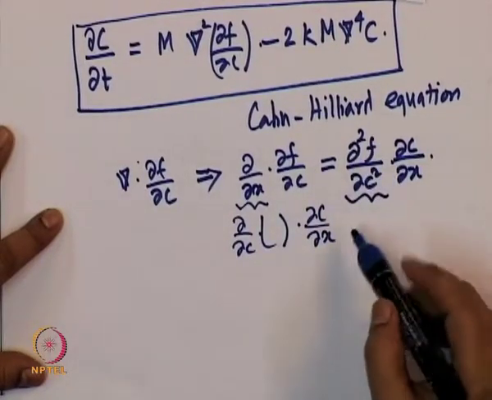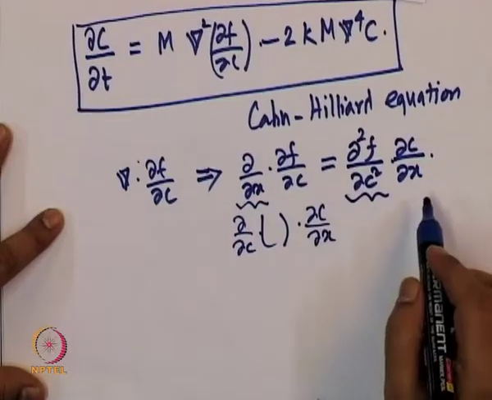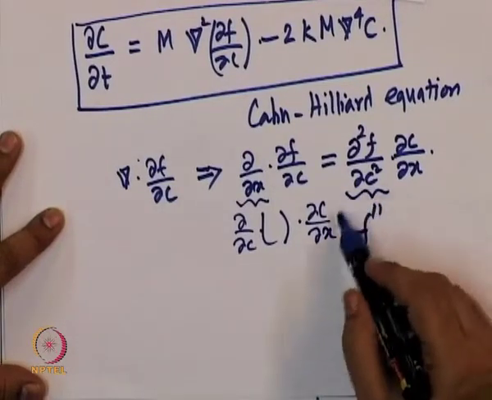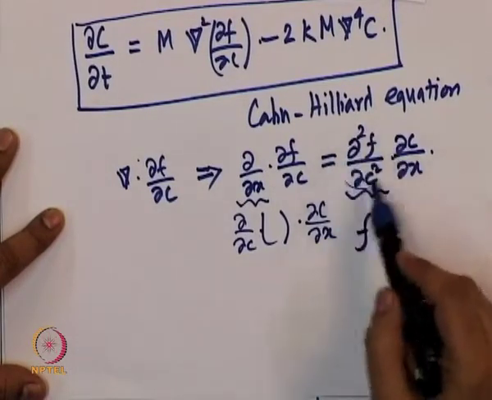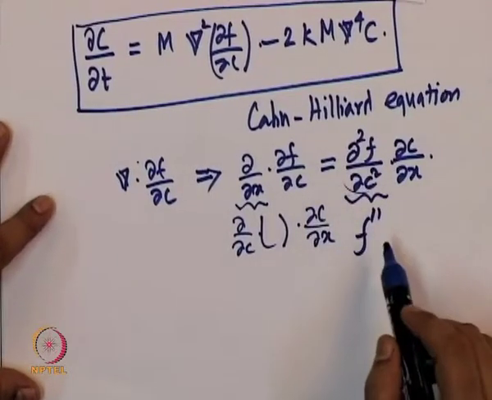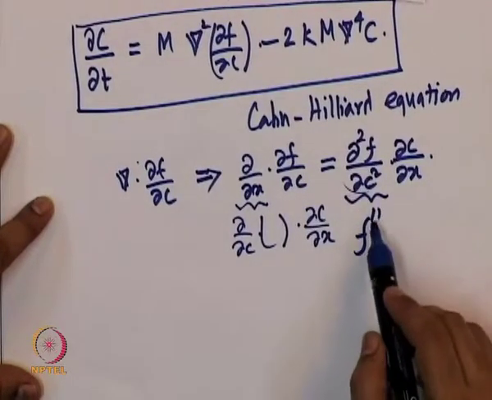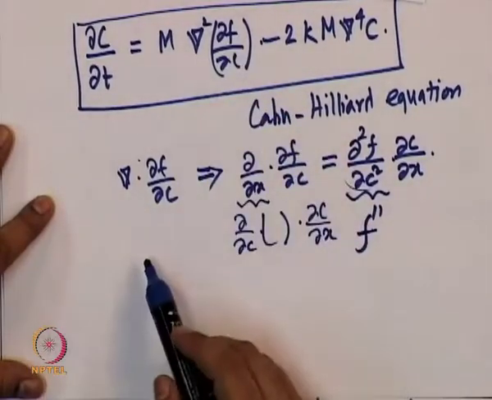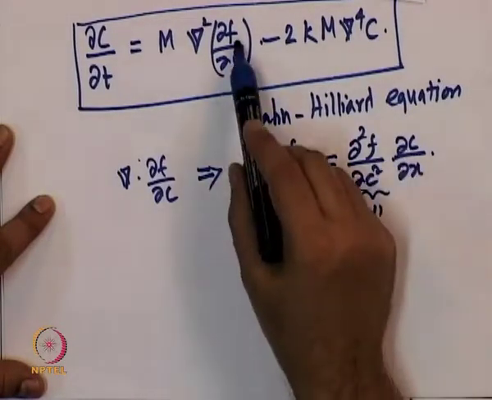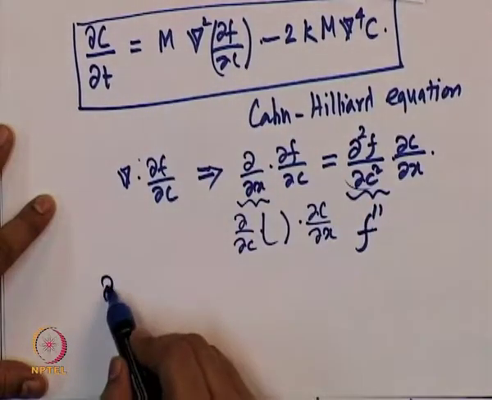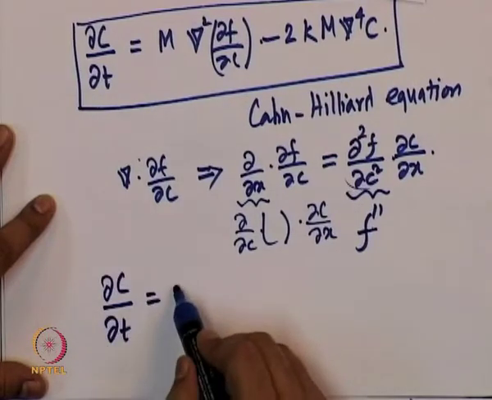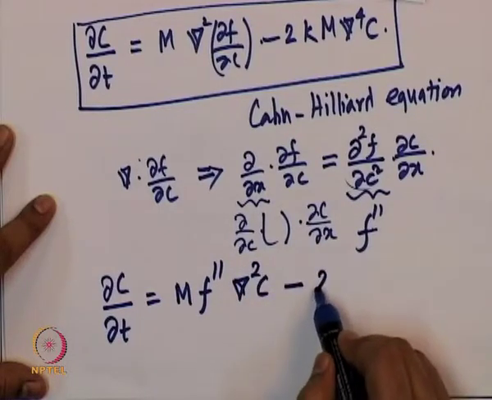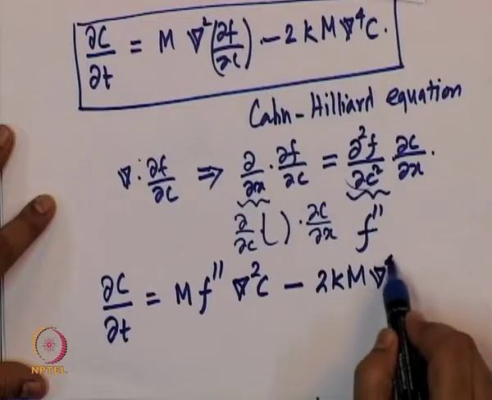So, dou squared f by dou c squared is the curvature of the free energy versus composition curve. So, I can call this f double prime. Remember, when we defined spinodal, where this quantity became negative is where the spinodal regime was. So, this is the curvature of the free energy curve. I am going to assume that this is a constant. If you do that, then when you put it back here, you have f double prime dou c by dou x and another del acting on it. So, you will get dou c by dou t as m f double prime del squared c minus 2 kappa m del power 4 c.